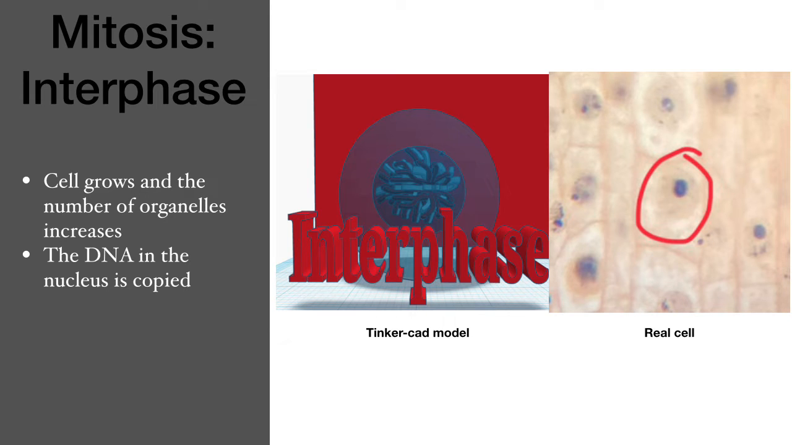Mitosis's first phase is interphase. In interphase, there is cell growth, and the number of organelles increases. The DNA in the nucleus is also copied. Here you can see a photo of the Tinkercad model I made and a real cell that I found in the stage of interphase.